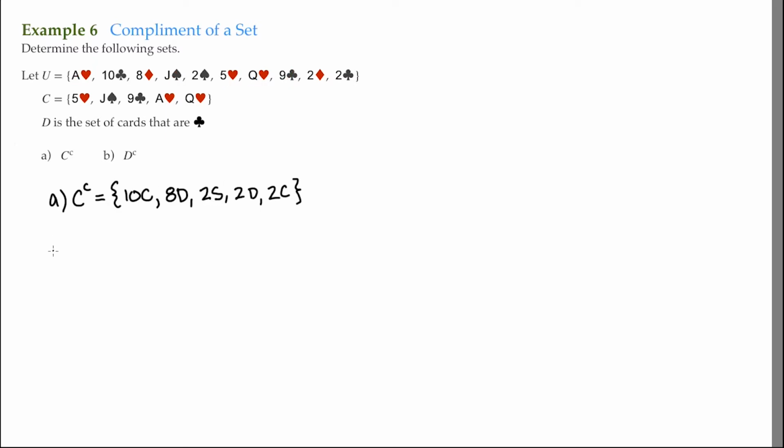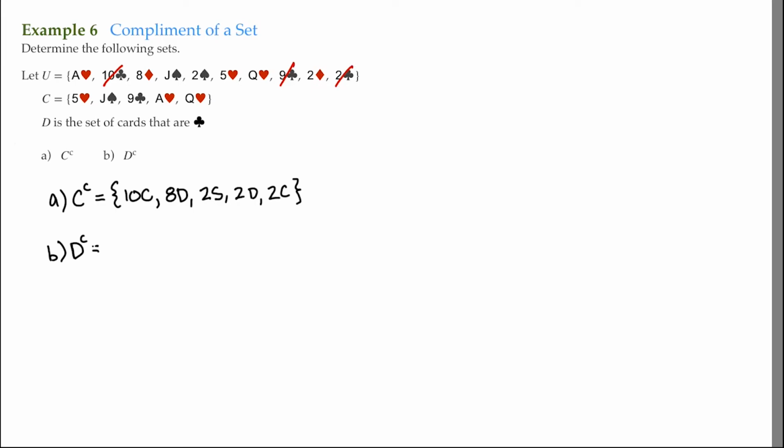I'm going to use the same technique for letter B. We have set D, and we want the complement of set D. Again, we take the label of the set and raise it to the C power. And I'm going to do the same thing, just cross out. Of course, D is a word description. It just says it is the set of cards that are clubs. So I'm just going to cross out all the clubs. That's a 10 of Clubs here, a 9 of Clubs here, and finally a 2 of Clubs.